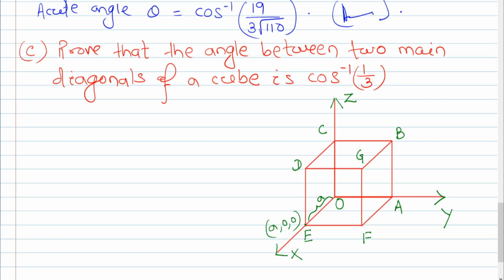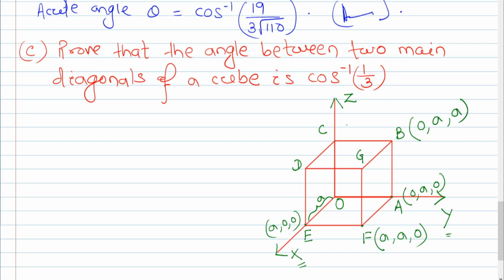On the y-axis, which point lies? That is A. So the coordinate of A should be 0, A, 0. And this point F lies in the xy plane. In the xy plane, the x coordinate and y coordinate should be there, and the z coordinate is 0. Since F lies on the xy plane, B lies in the yz plane. You see, B lies in the yz plane, so the y coordinate and z coordinate should be there, the x coordinate is 0, the y coordinate is A and the z coordinate is A.